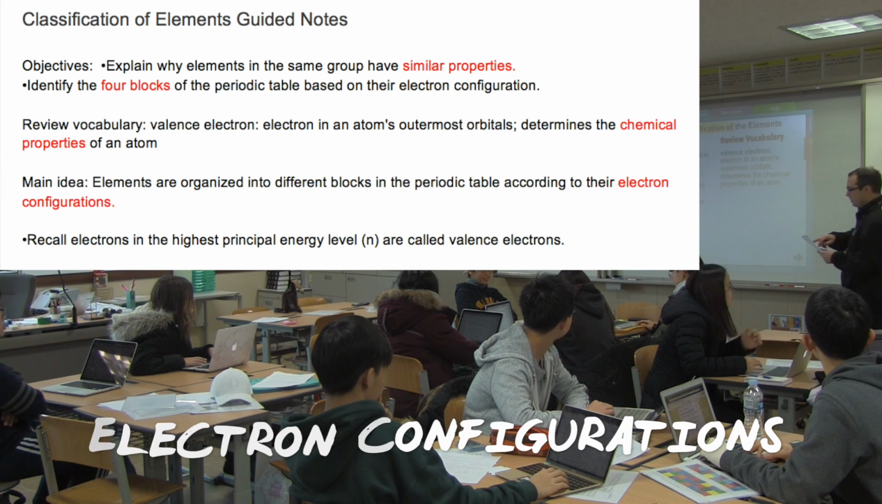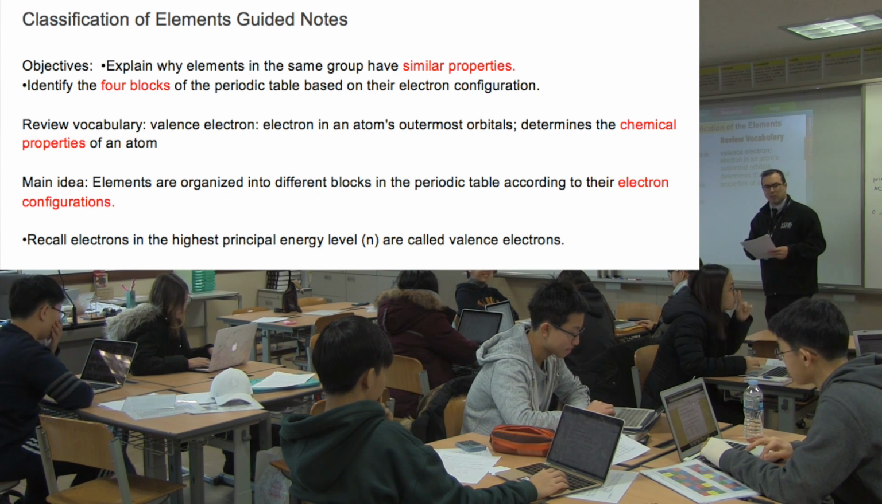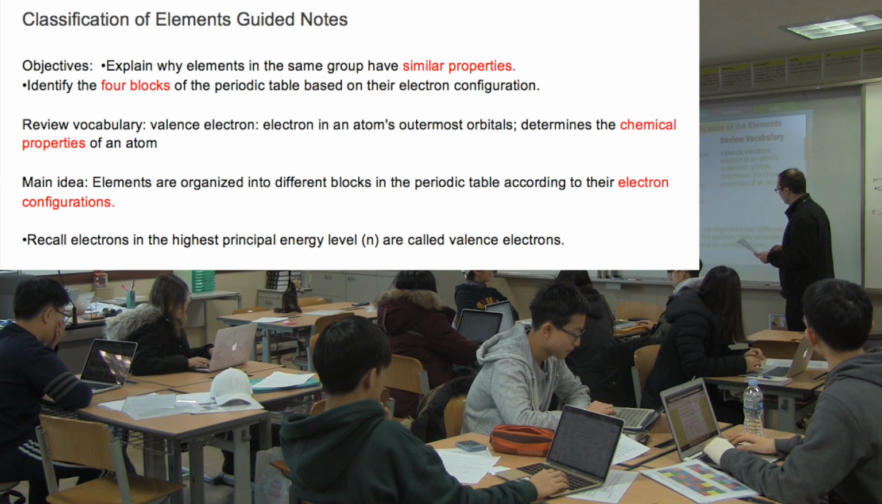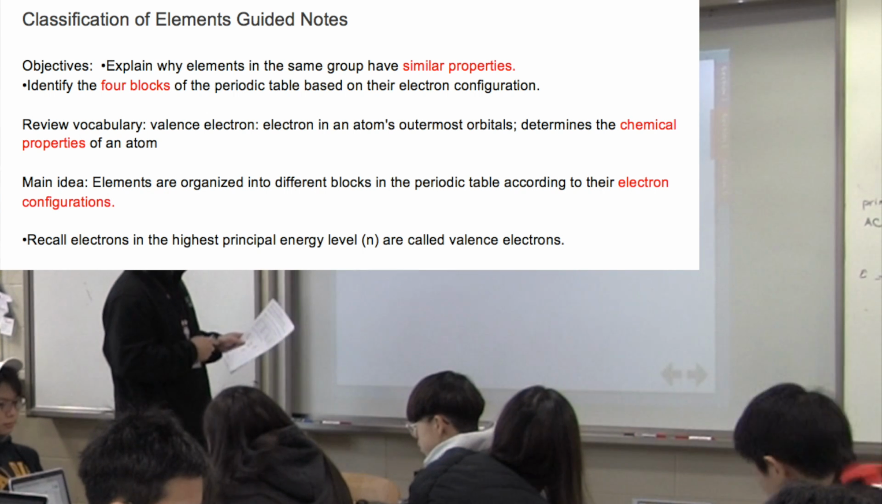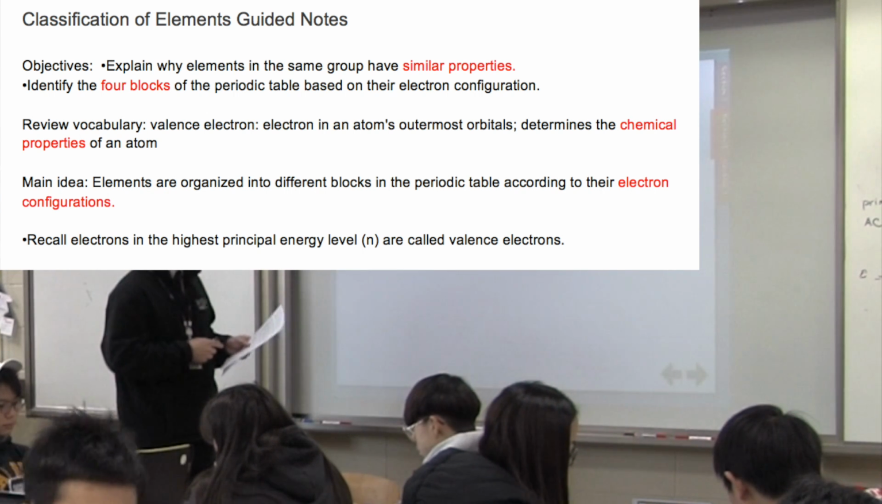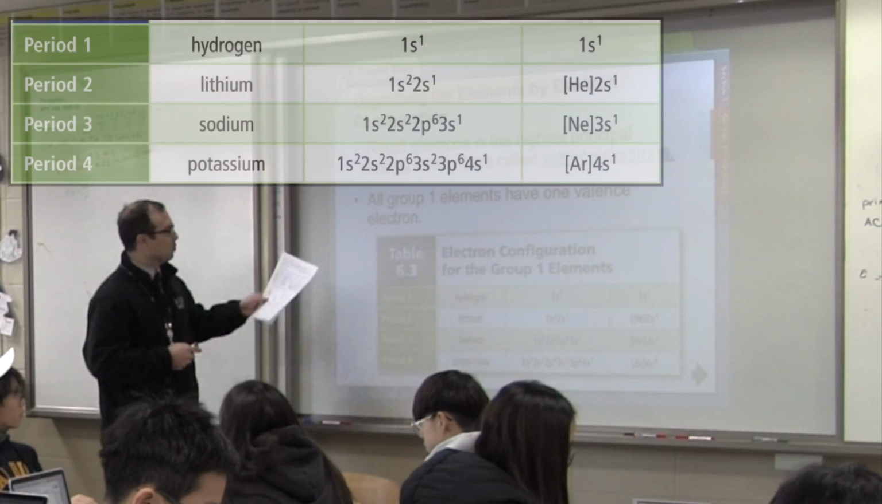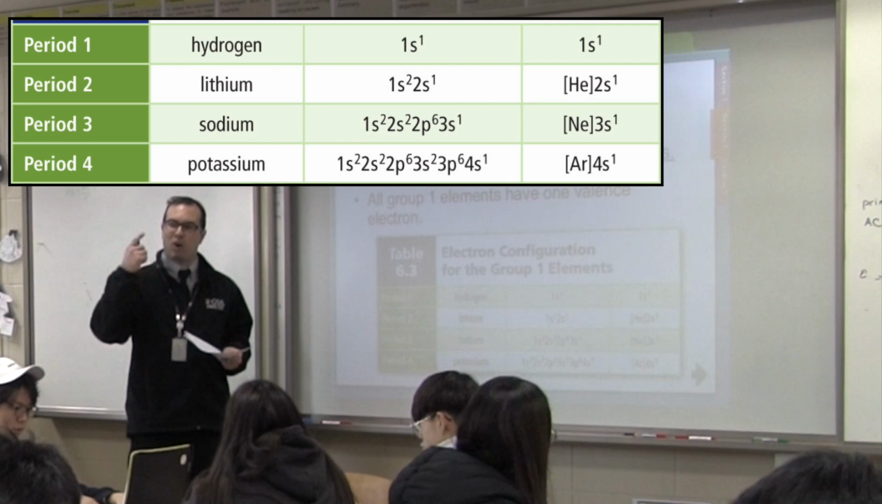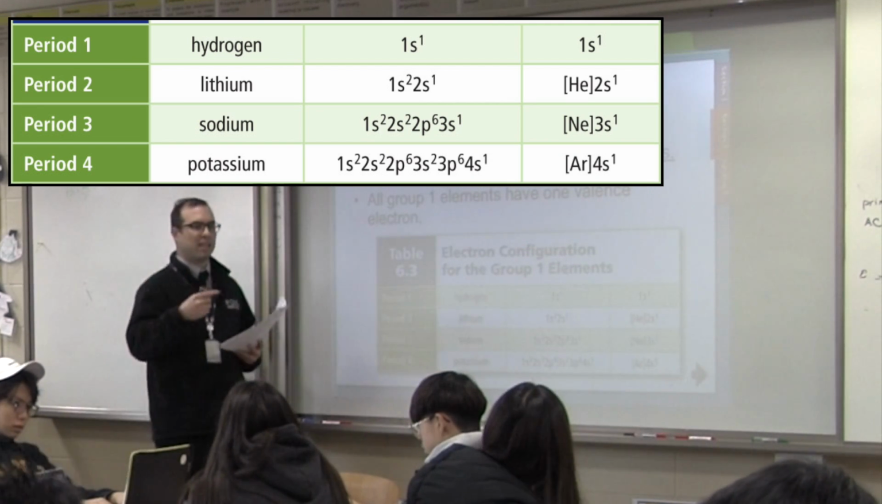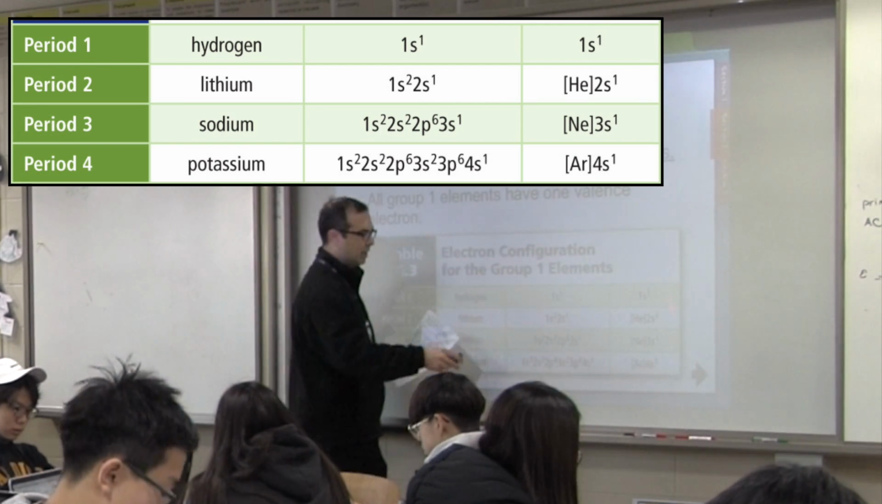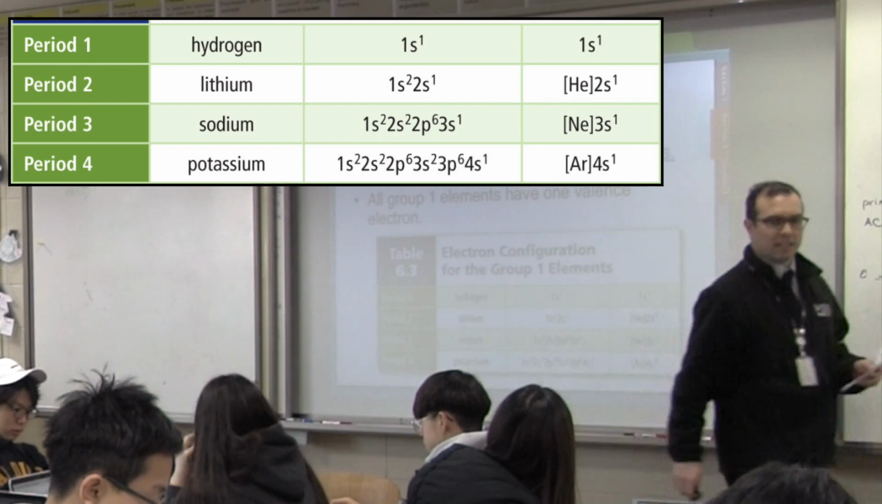...that elements are organized into different blocks on the periodic table according to their... So recall that electrons in the highest principal energy levels are called valence electrons. And group 1 elements all have one valence electron. What I'd like you to do is take a moment and fill in that last column for me.